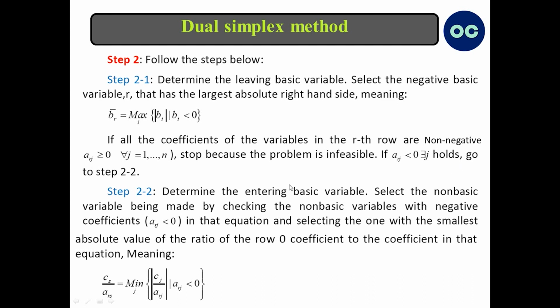In this step, we are finding the entering basic variable. Select the non-basic variable Sj with the negative coefficient Rij less than 0 in that equation. Choose the variable with the smallest absolute value of the ratio of the row 0 coefficient to the coefficient in that equation. This is the test we are using to find the entering basic variable.